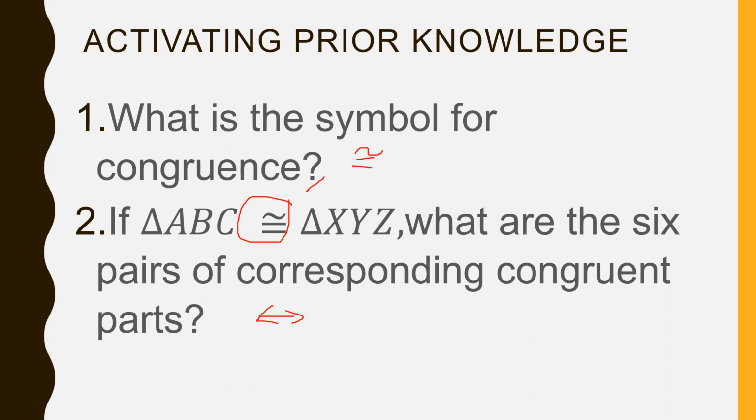Now, by just looking at it, we could say that A corresponds to X, B corresponds to Y, and C corresponds to Z. Or if you are looking for segments, of course we have AB congruent to XY, BC congruent to YZ, and then XZ congruent to AC. Okay, or corresponds.